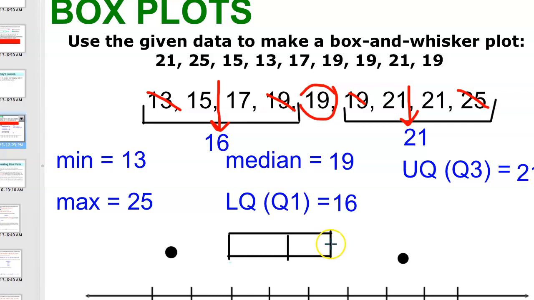Last, I'm going to draw a line from my upper quartile to my maximum value, and then from my lower quartile to my minimum value. These are my whiskers. I'll just move it up a little. And now I have my box plot. So you find your 5 numbers and then you create your box plot.